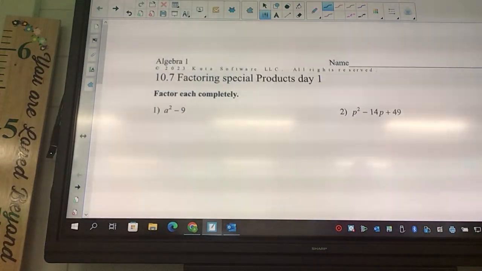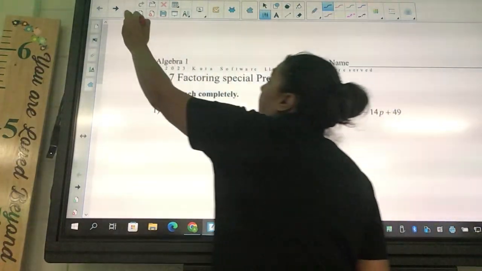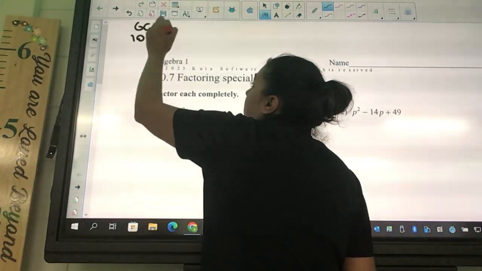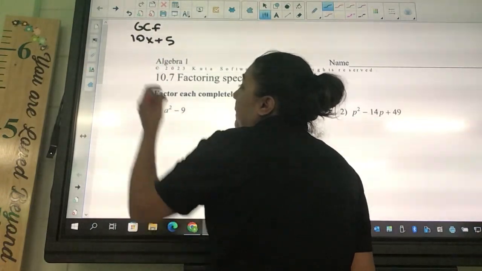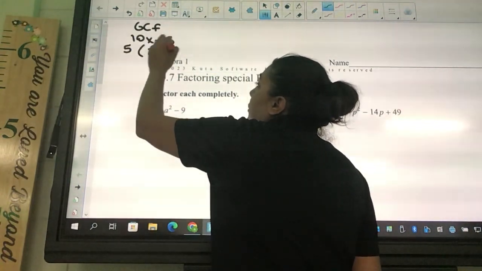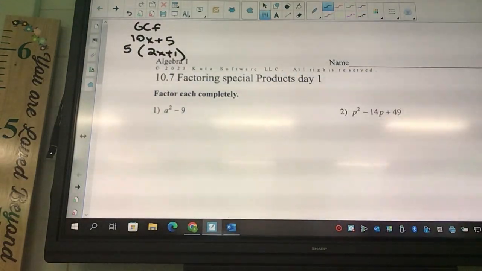Okay, so far, we started off with factoring that was called GCF. That was like if we had 10x plus 5, we could pull out a 5 and we'd be left with 2x plus 1. That was GCF. You pulled out the greatest common factor.